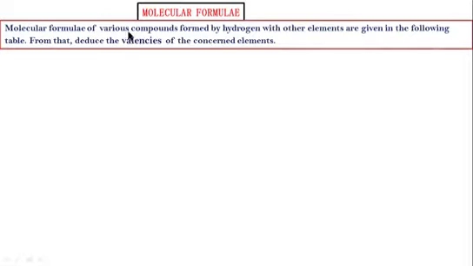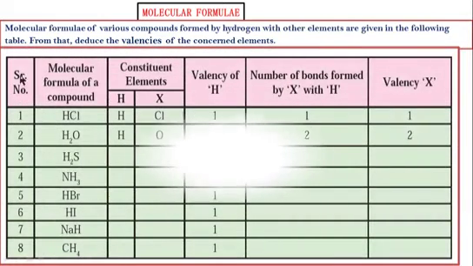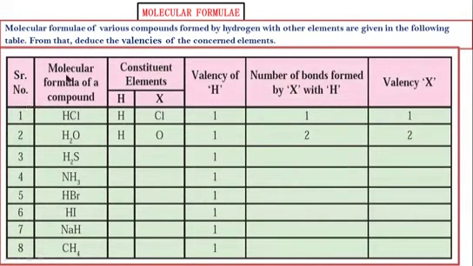Molecular formulae. Molecular formulae of various compounds formed by hydrogen with other elements are given in the following table. From that, deduce the valencies of the concerned elements. See this table. In the first column, serial number. In the second column, molecular formula of a compound. In the third column, constituent elements. In the fourth column, valency of hydrogen. In the fifth column, number of bonds formed by X with H. And the sixth column, valency of element X.